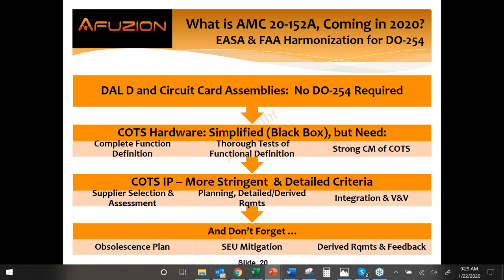Finally, AMC 2152A, we have to address an obsolescence plan. Software doesn't become obsolete because we keep a copy of the compiler, linker, development tools. But hardware can. Can we, 30 years from now, still obtain that particular device? That manufacturing tool. So I need to have a plan to show that I am thinking about not what I do today, but what the people who follow me do in 29 years.